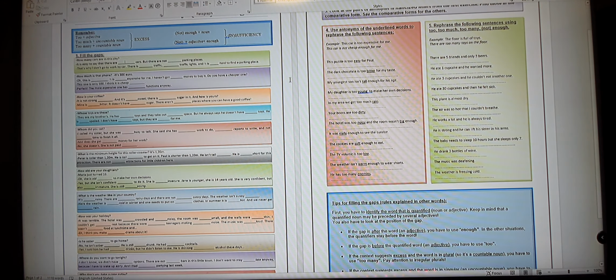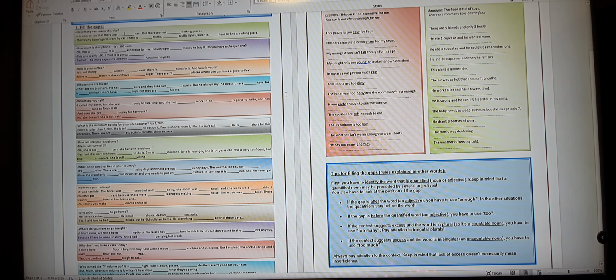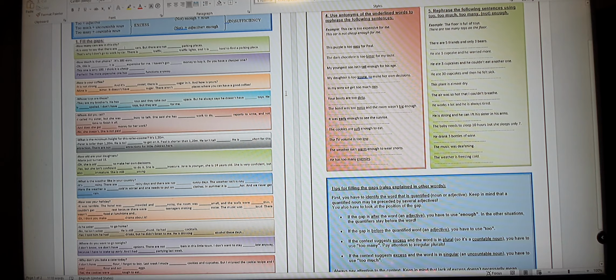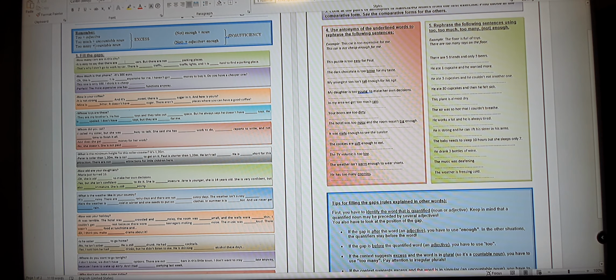Okay, this homework, there are 2 pages. It looks like a lot. At the top of the first sheet, there's a reminder. It says, remember too plus adjective, too much plus uncountable nouns, and too many plus countable nouns. This is for excess, more than we want or more than we need. Less than we want or less than we need, insufficiency. We use enough plus a noun or not enough plus a noun, not plus an adjective plus enough.